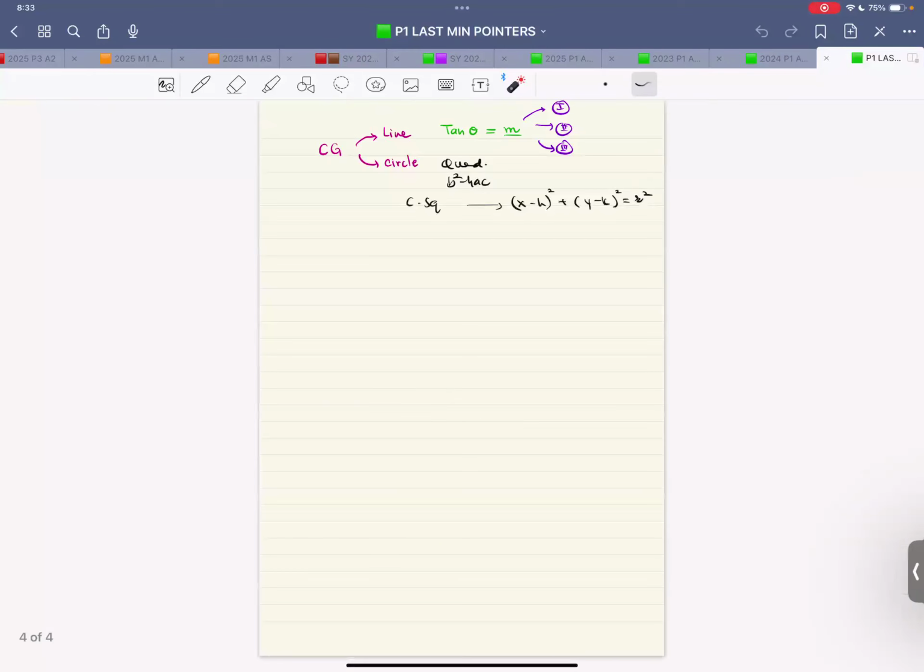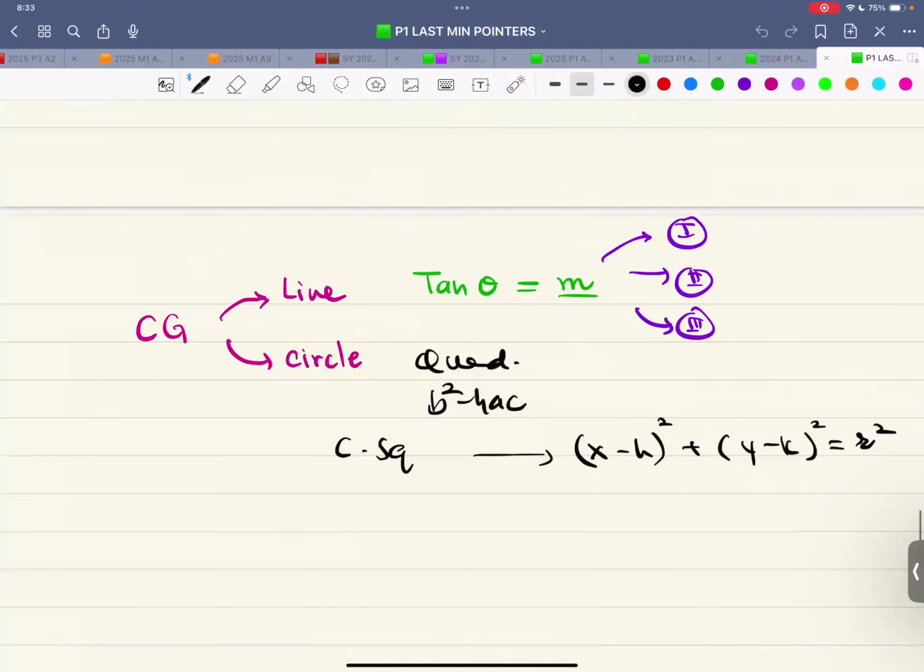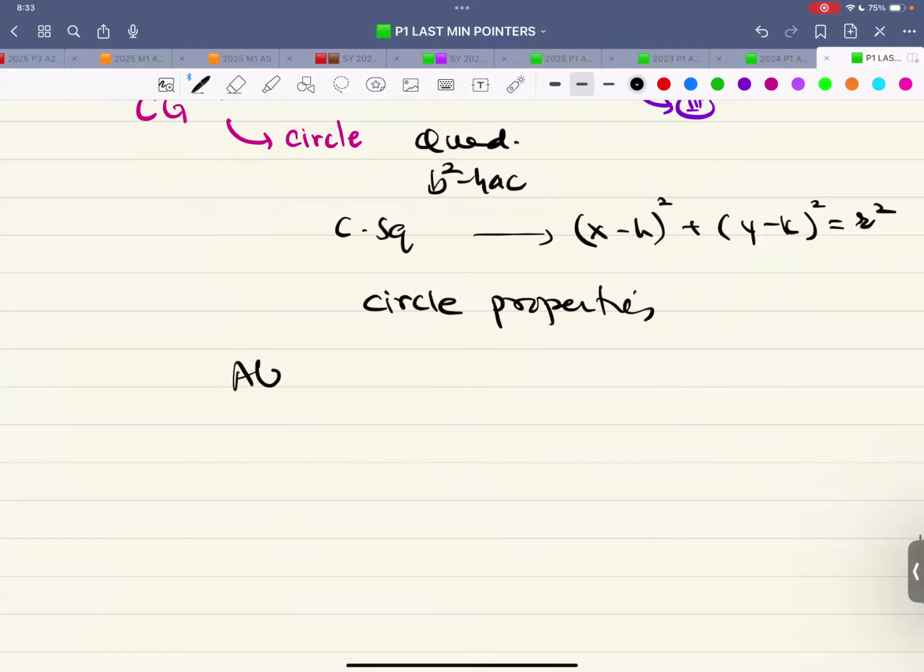So now let's remove it. That was about this thing. So now circle properties that are needed. Then lots of algebra.